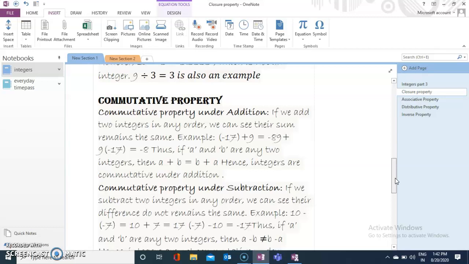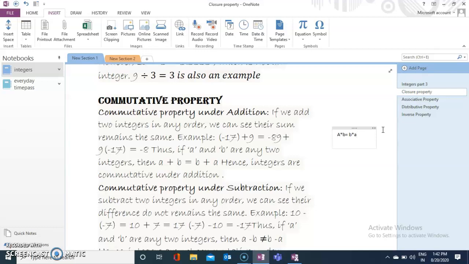Commutative property. The commutative property is where when you multiply or add a and b, the output you get can be reversed also. Suppose I show you here: a into b is equal to b into a. This is the basic formula. Like if we add two integers in any order, we can see that the sum remains the same. This is the commutative property under addition, which I'm talking about.